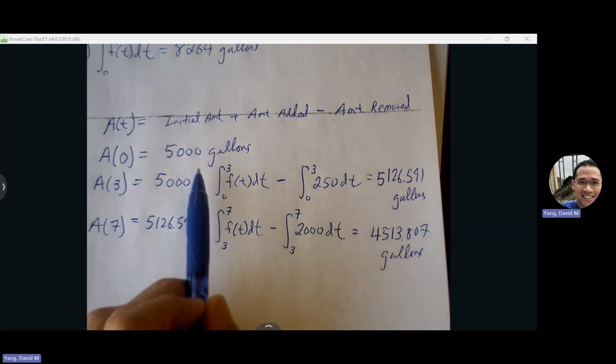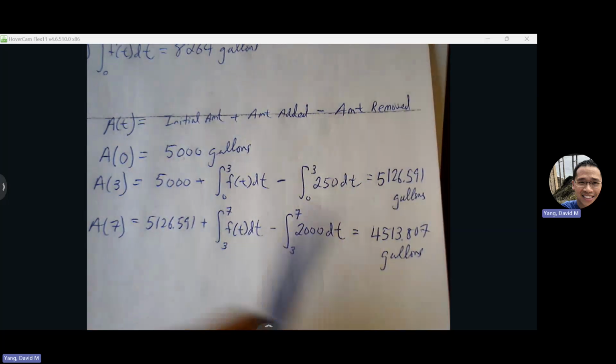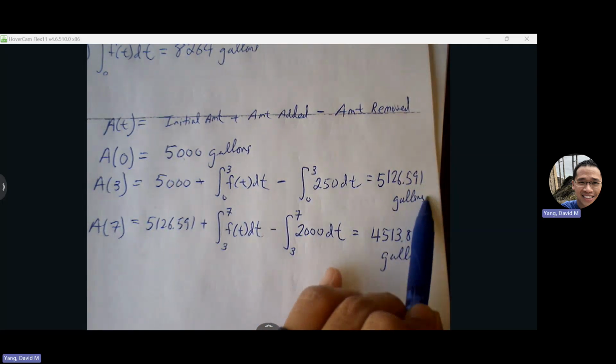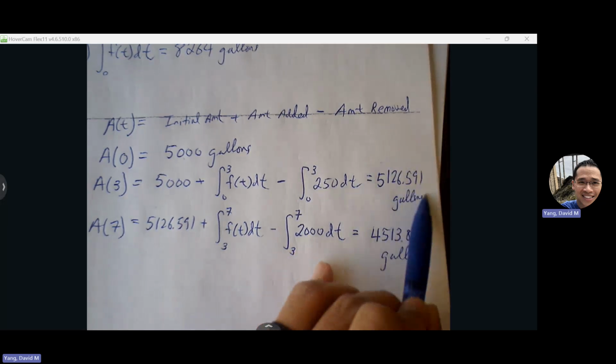So now we just compare these 3 values. We're looking for the absolute max. So between these 3 values, the most that the tank is going to have is at 5126.